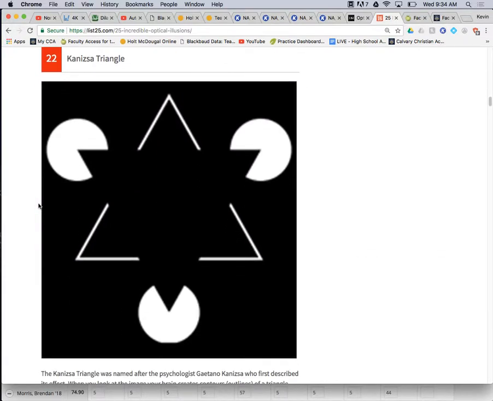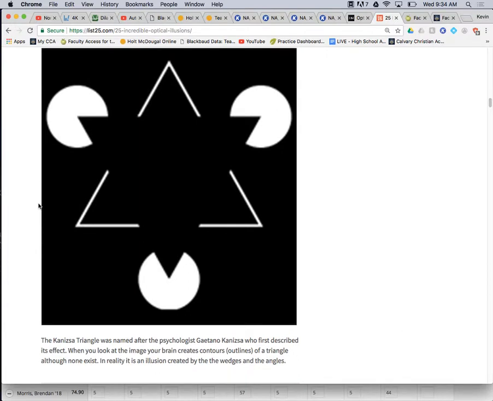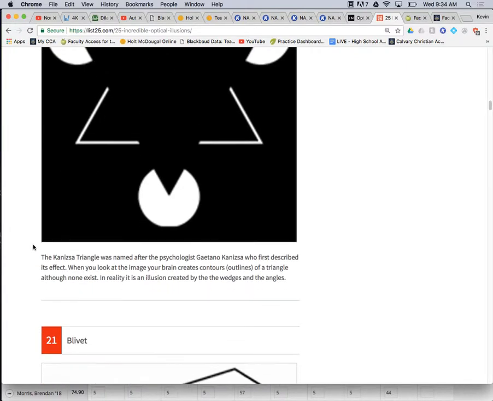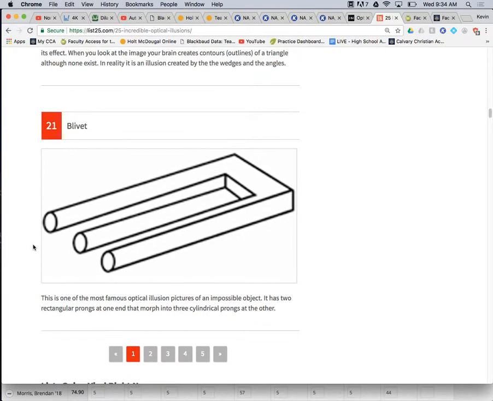I think it's easy to observe. Do you guys see a triangle? There's no triangle there. It just looks like there is. Okay, that's cool. It's kind of seeing something where nothing is present. There's this shape, but there's no black triangle. That's just being seen.